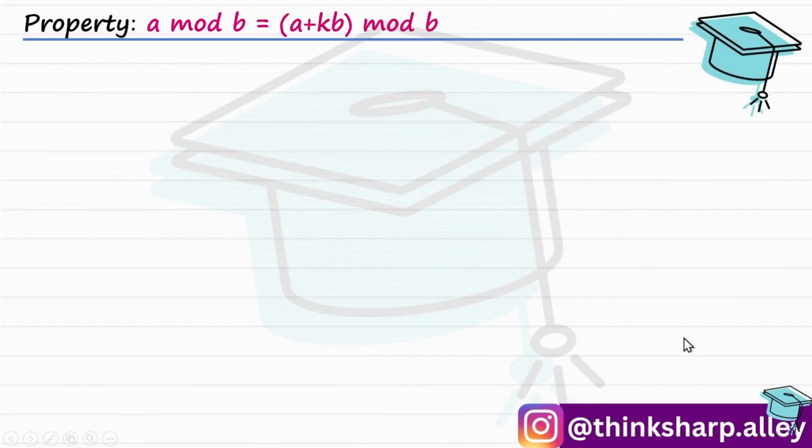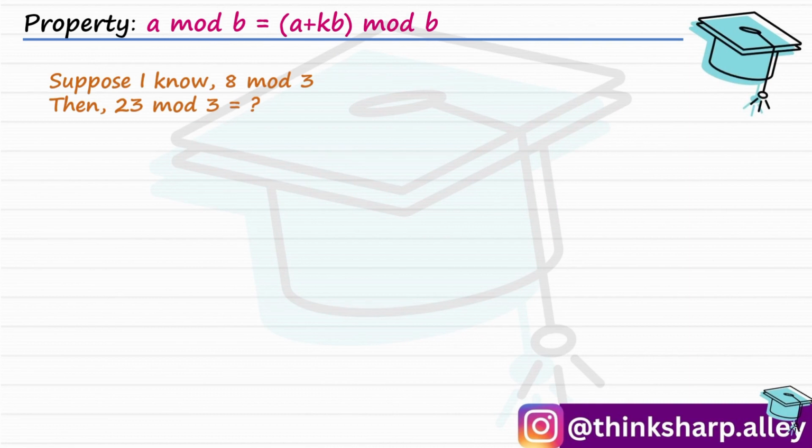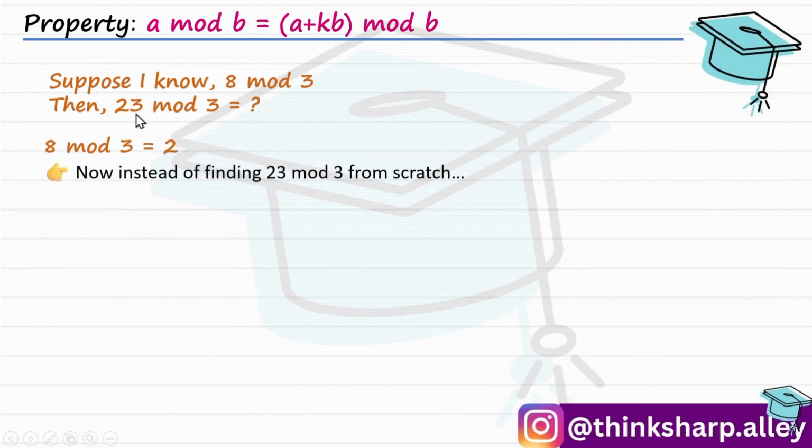Now, moving on to a property, A mod B is equal to (A plus KB) mod B. Now, I've already explained this. When we add a multiple of the divisor to a dividend, the remainder stays the same. So suppose I know 8 mod 3. So 23 mod 3. Now since we can obtain 23 by adding 5 times 3 to 8, which means 8 and 23 are congruent to each other.